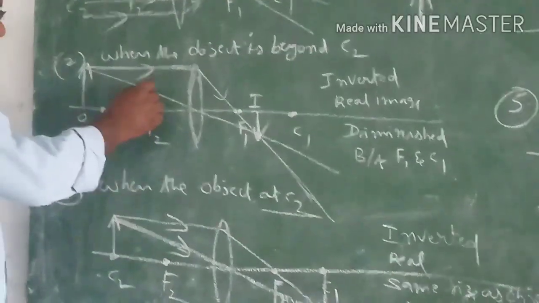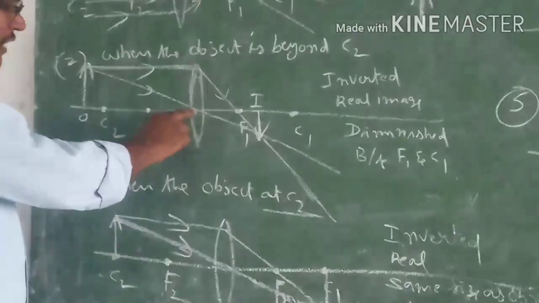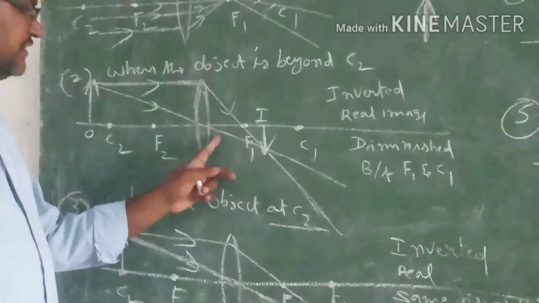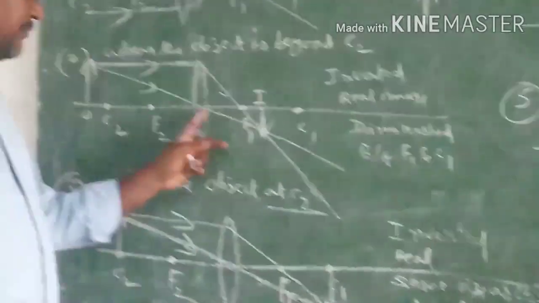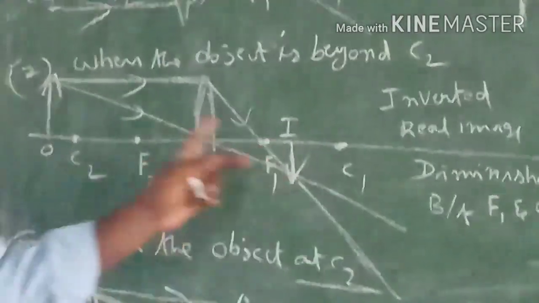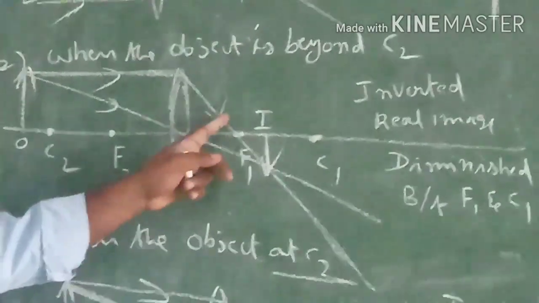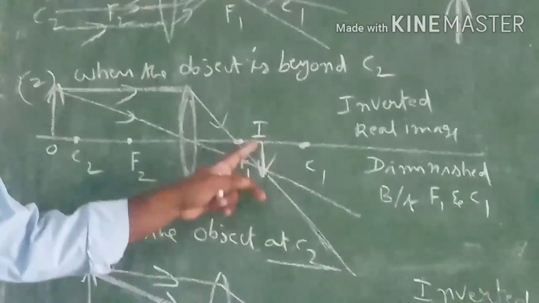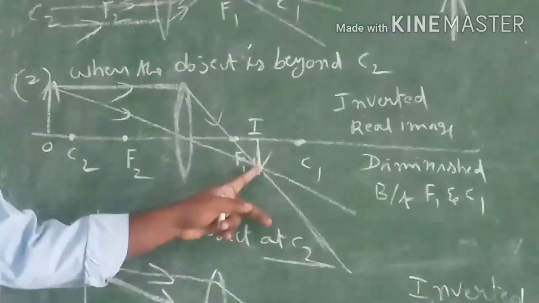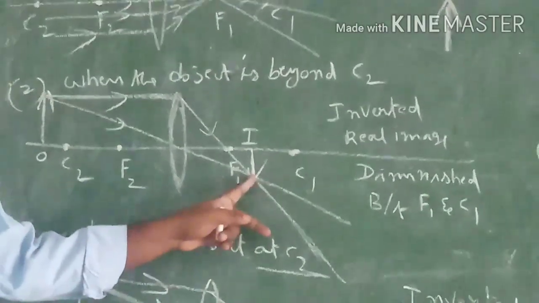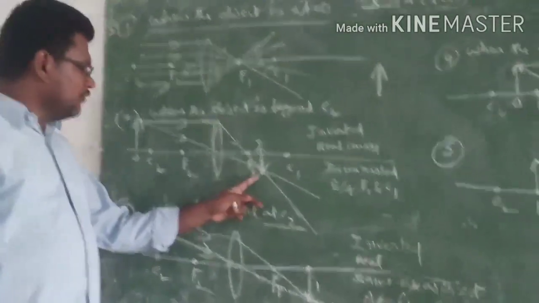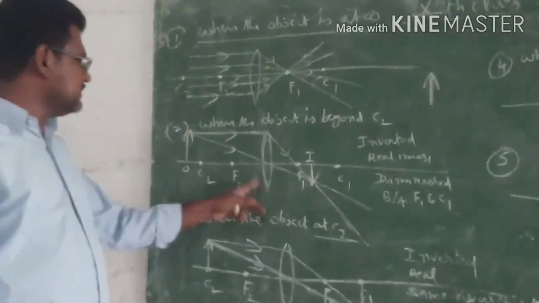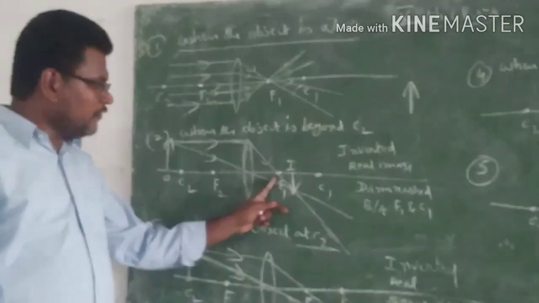Let's take another incident light ray which is passing through the optic center. The light ray which passes through the optic center without any deviation refracts in the same path. This is the refracted light ray of this incident light ray. And these two refracted light rays are intersecting at this point. Now draw a normal from the principal axis to this intersecting point, and this is called the image of this object. When the object is beyond the center of curvature, a convex lens can form its image between focus and center of curvature.